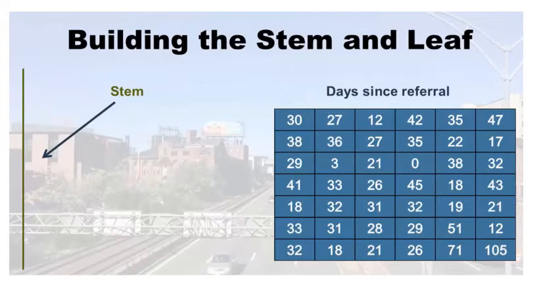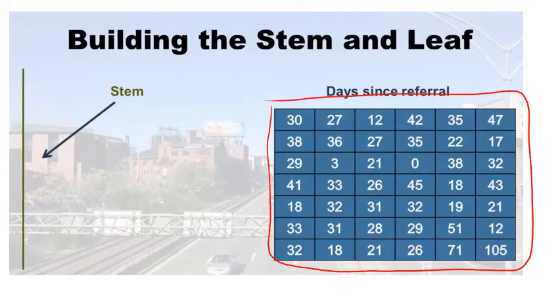All right, so building the stem and leaf. This is the data set that we have. We just have a bunch of numbers, and remember that these numbers correspond to how many days since they got the referral and were able to make their first appointment to get their mental health care going. The very first step in building one of these stem and leaf plots is to draw your stem. That's what we did right here. We drew the stem.